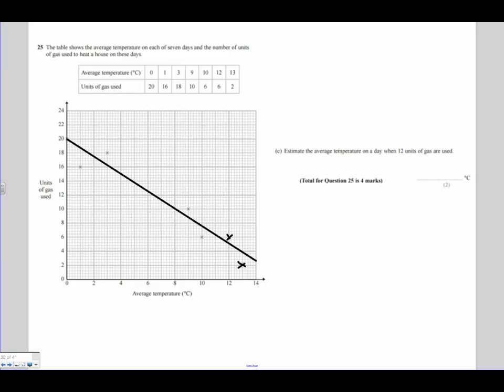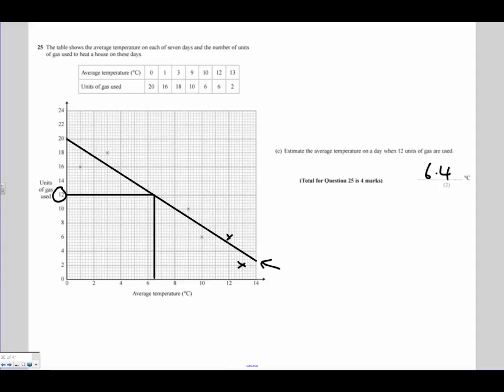Question 25, part C, asks us to estimate the average temperature on a day when 12 units of gas are used. And there are 2 marks for this. So the first mark is actually for something we've already done, which is our line of best fit. The next thing we have to do is read off 12 units of gas. So 12 units of gas, read across on the graph and work out what the temperature was on that day. And when we do that, we get a temperature of around 6.4 degrees.